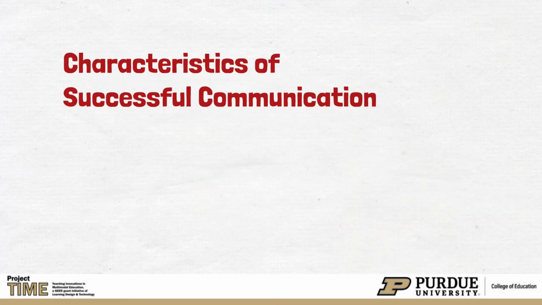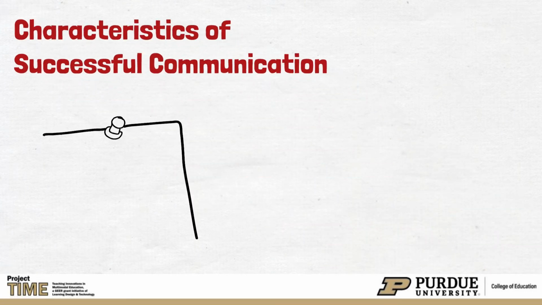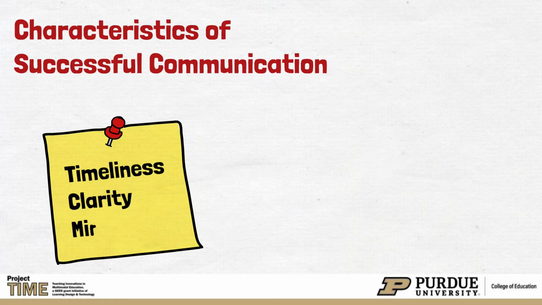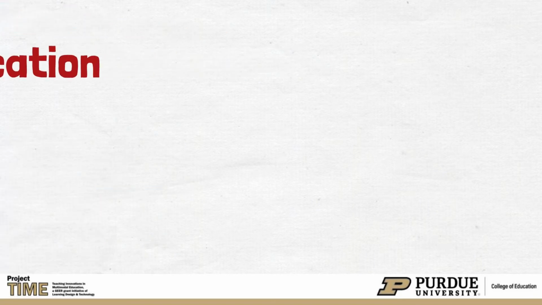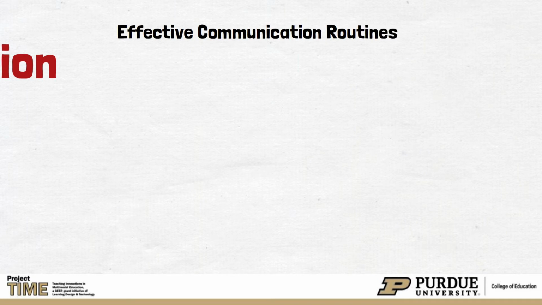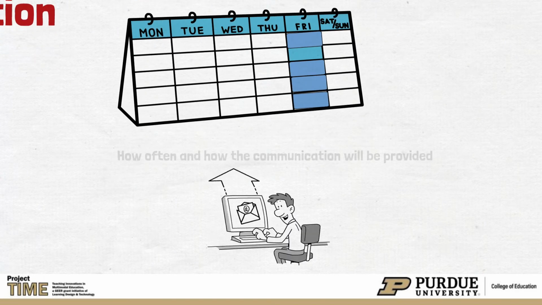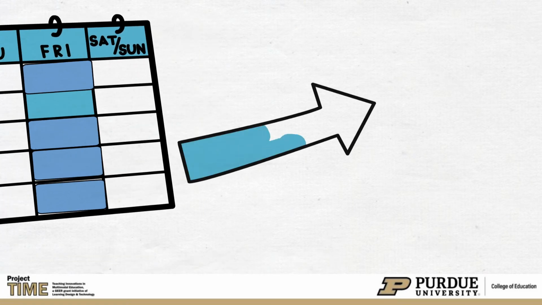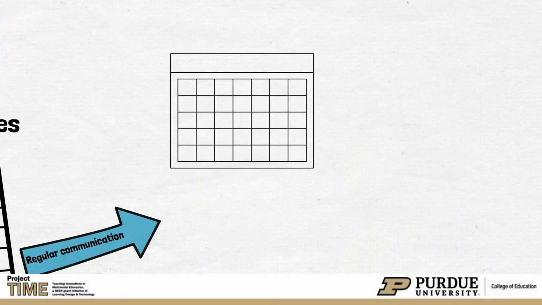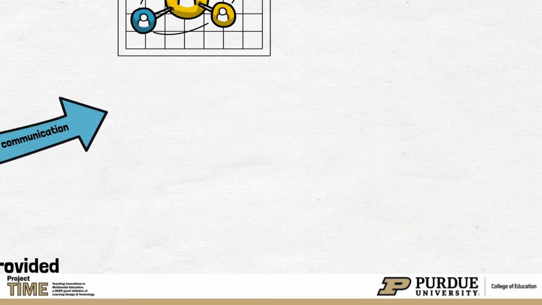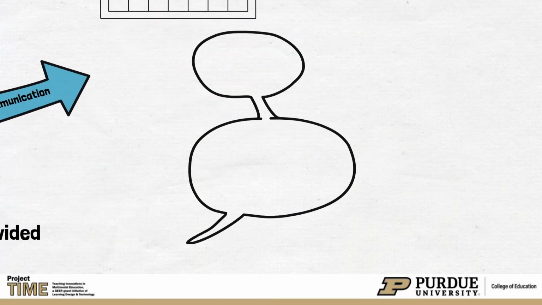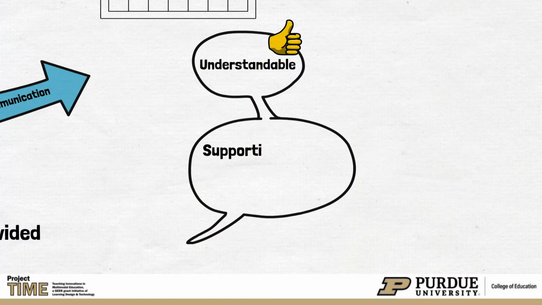Several foundational characteristics of successful communication are timeliness, clarity, and mindfulness. Communication is most effective when it is consistent. It is important to establish how often communication should be expected and how the communication will be provided. Committing to regular communication will ensure students, families, and stakeholders are consistently up to date, reducing the chance of communication gaps. Communication is also more effective when perceived as understandable and supportive.